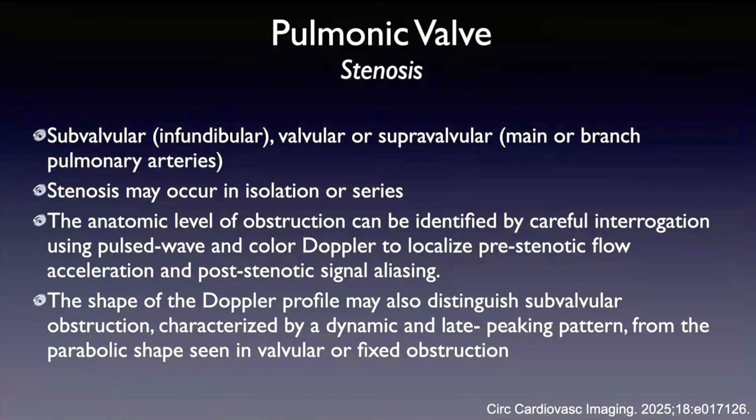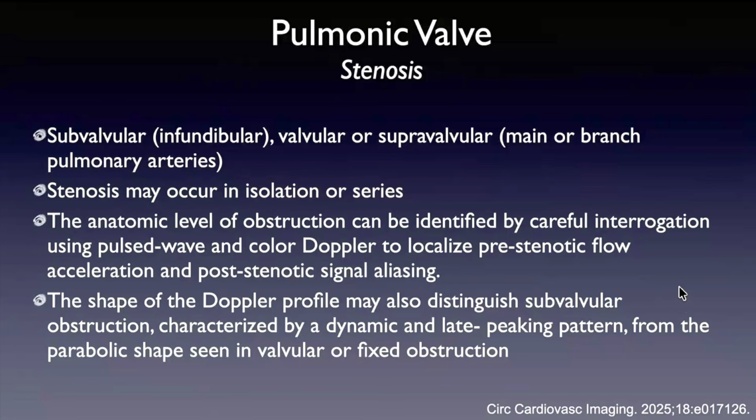So we'll start off with pulmonic valve stenosis, and as many echocardiographers know, you can divide it into subvalvular or infundibular, valvular or supravalvular, and that can involve the main or branch pulmonary arteries. And the stenosis can occur in any of these sites, either in isolation or in series. And how you determine where the stenosis is really identified by careful interrogation.